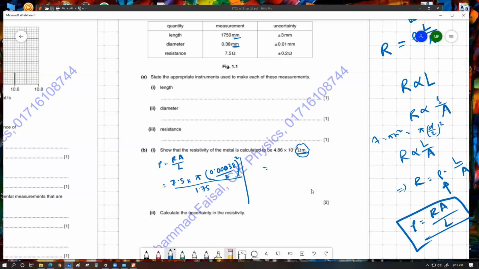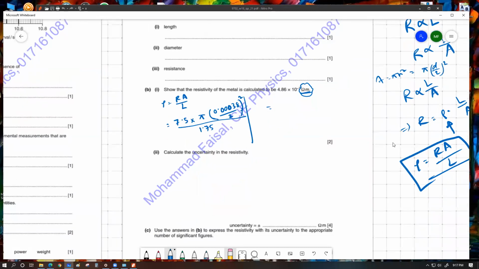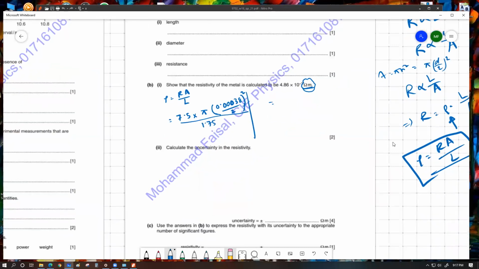Next, it says calculate the uncertainty in the resistivity. So whenever they are using the term uncertainty alone, we have to understand that we are trying to calculate the absolute uncertainty of these quantities. To calculate the absolute uncertainty, first we need to find the fractional uncertainty, and from there we get the absolute uncertainty.